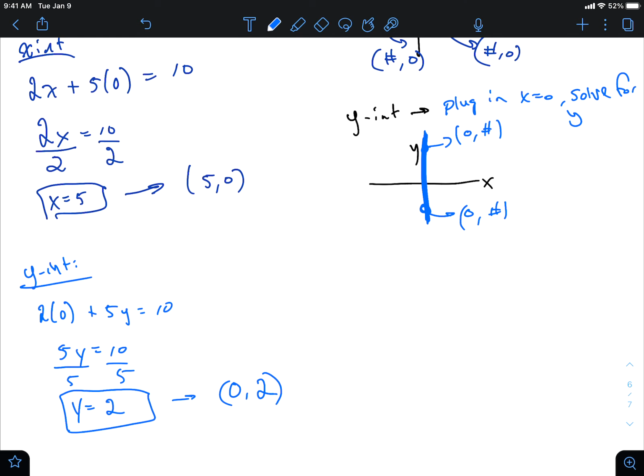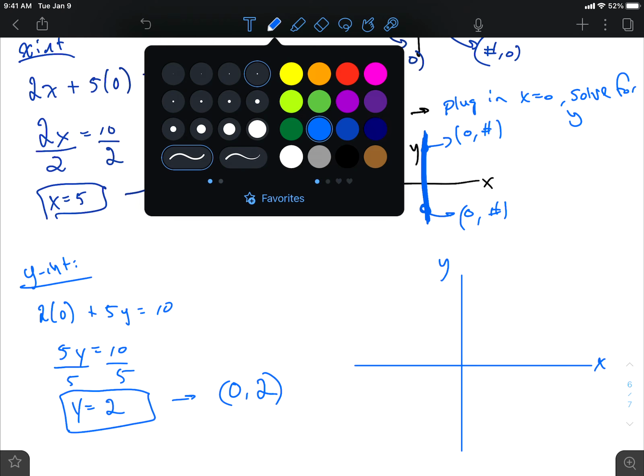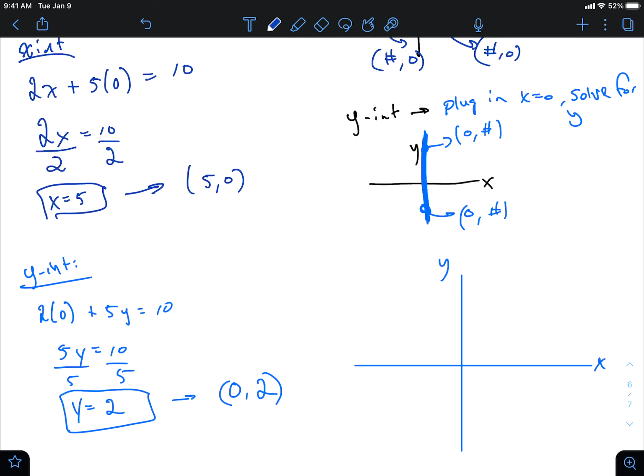What did we say we needed to create a line? 2 points. You're done. Okay, I'll graph this. I'll just draw a rough sketch of it. What do you think it looks like? So we're going to have x and y. And then we're going to draw, okay, my X-intercept is going to be here at 5, 0. And then I'm going to have a Y-intercept here at 0, 2.